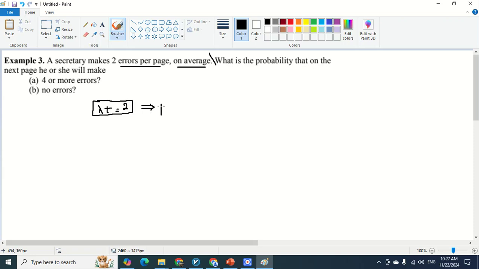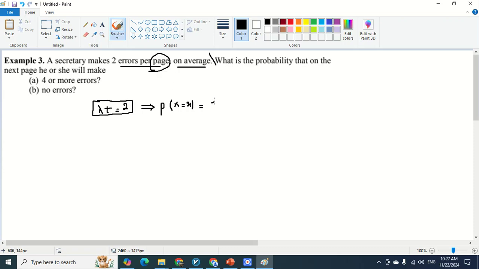So X should follow the Poisson distribution. As I said, in a Poisson distribution we have one piece of information in the question, and that information is about the average of some happening or occurrence in a specific time or a specific place. The specific place here is the pages of typing, and the time is the time that the secretary does that type of work.